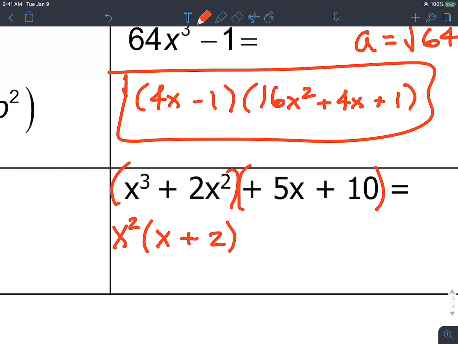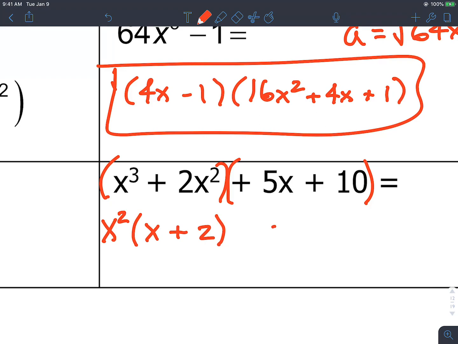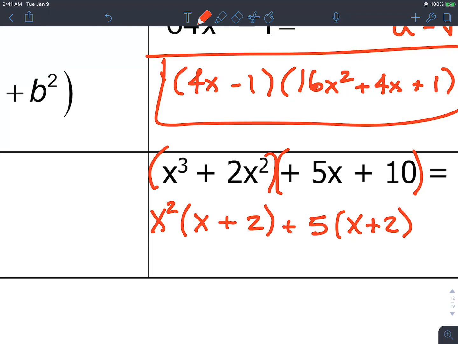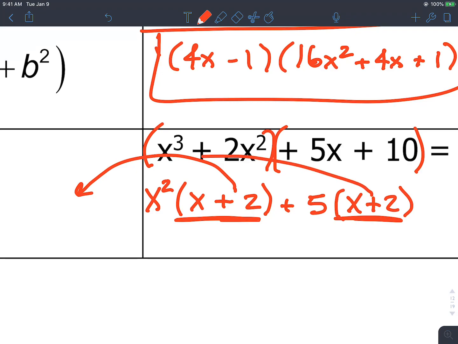You're undistributing, essentially. Now we're going to do the exact same thing here with the second group. I'm going to undistribute 5, and then I'm going to put the leftover stuff. This will be x plus 2, just like that. Okay, from here, and actually I need a plus there in between. From here, since both of these right here, this is one term, x squared times x plus 2, that's one term, and then this is a separate term. Since both of those have an x plus 2 in common, I'm going to undistribute x plus 2.